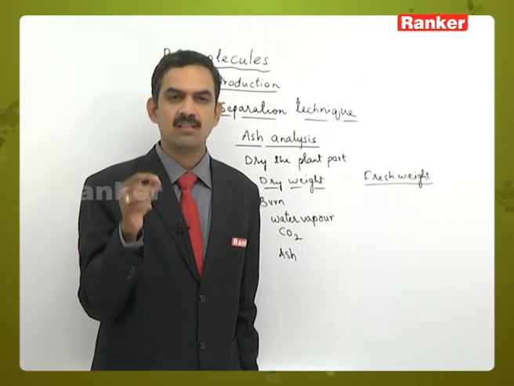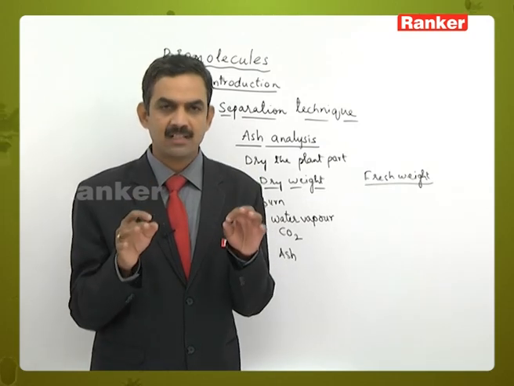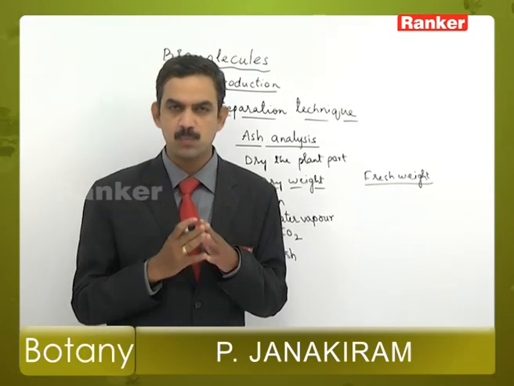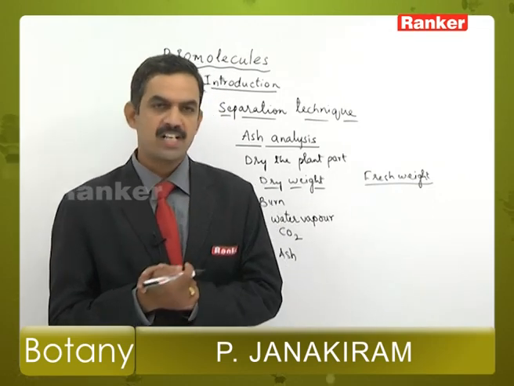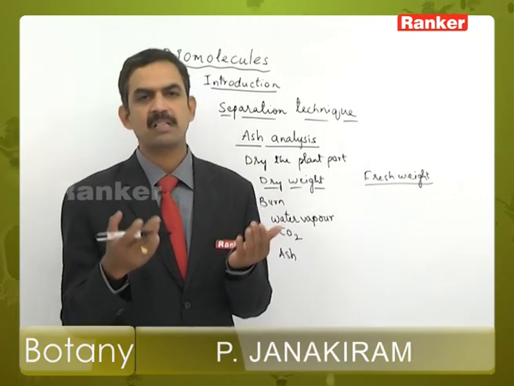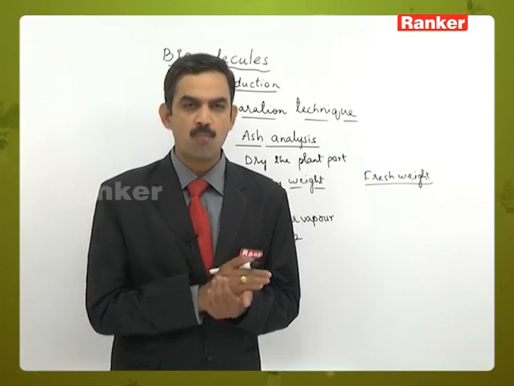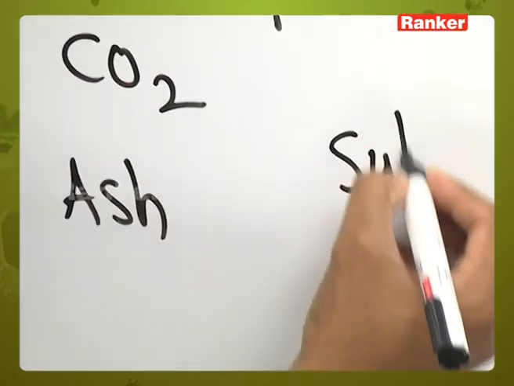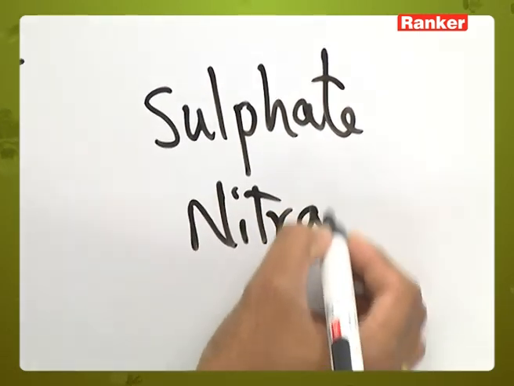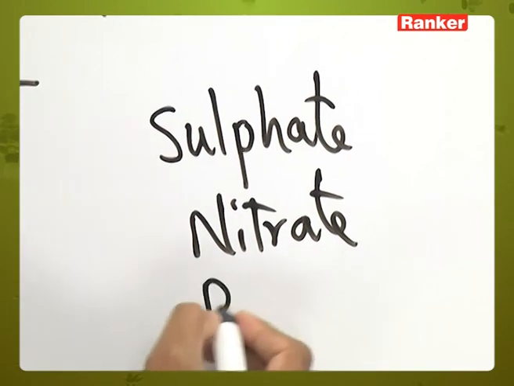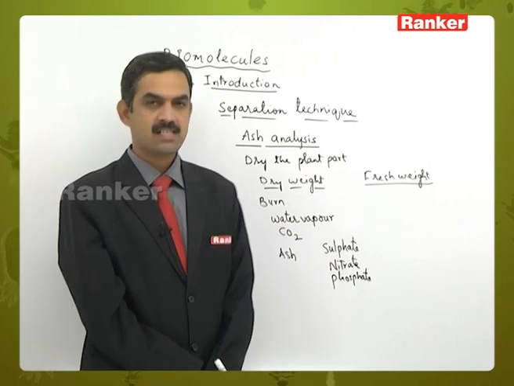When we analyze the substances present in the ash, we come to know the type of element or substance present. It may be an individual element or a compound. Individual elements may be magnesium, calcium, phosphorus, sulfur. Compounds are structures like sulfate, nitrate, phosphate.